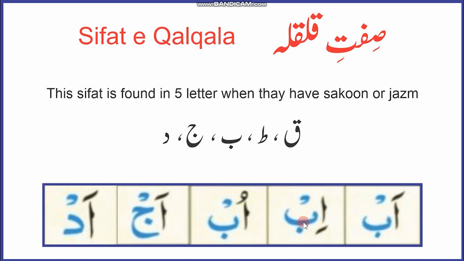Ab. Similarly, ib. So in the last, the sound of b is due to the sifat qalqala. Similarly, aj. Aj is due to the sukoon or jazm, but in the last, aj-j. This j is due to the sifat qalqala. Aj, ad, at, aq. So this is sifat qalqala which exists in these letters due to the sukoon or jazm.